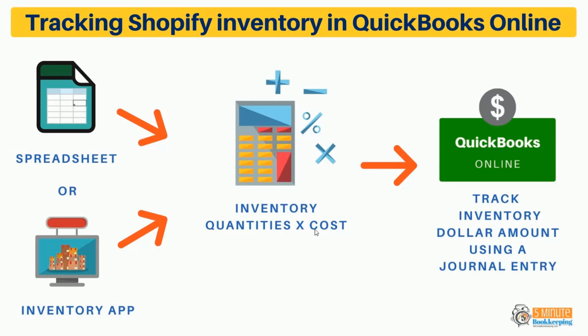So the total of all of the inventory cost and quantities, and tracking that in QuickBooks Online using a journal entry. By using a journal entry, you'll be able to adjust both cost of goods sold and inventory in QuickBooks Online at the same time, and I'll show you how that works.